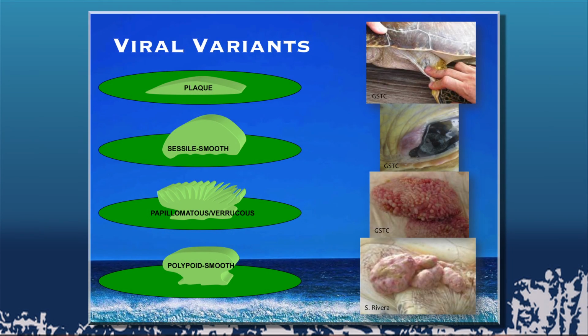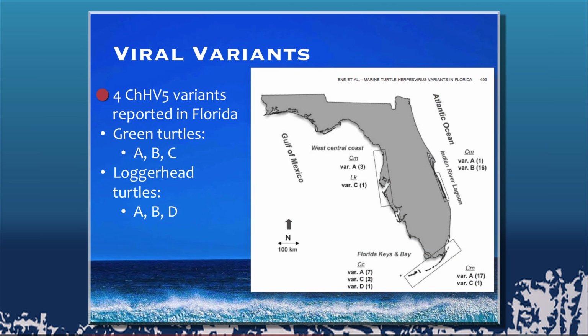I'm doing another study. So in all these pictures, you may have noticed that the tumors can take lots of different types of appearances. They can be these flat plaques, they can be sessile and smooth, they can be papillomatous. This is the most common presentation in Florida. Or they can be polypoid and smooth like grapes. And in another study, they noticed that there are 4 different variants of this virus in Florida. There's A, B, C, and D. D's only been reported in loggerheads, and A, B, and C have been reported in greens.